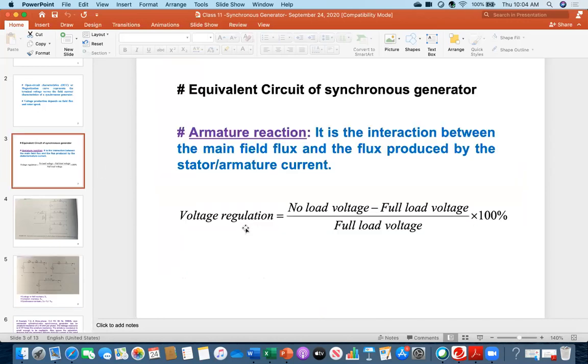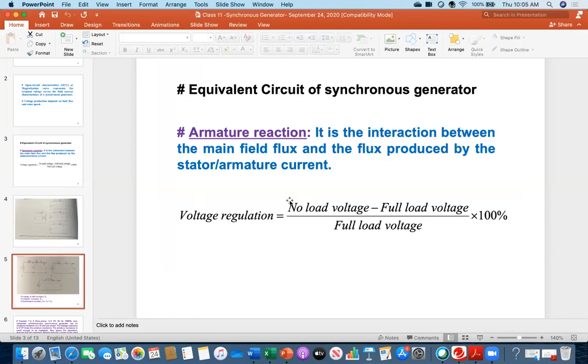So soon I'll be looking at a numerical problem. At that time, the synchronous reactance, armature reactance, everything will pop up, and you will understand clearly. In the numerical problem, we will be finding the voltage regulation. The voltage regulation definition is no load voltage minus full load voltage taken as a percentage of full load voltage. No load voltage means when there is no load connected.